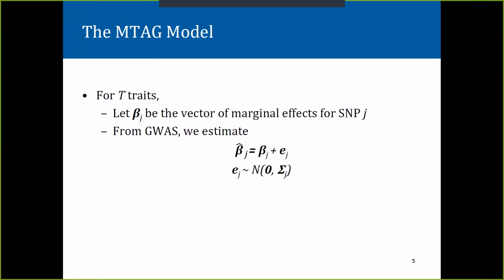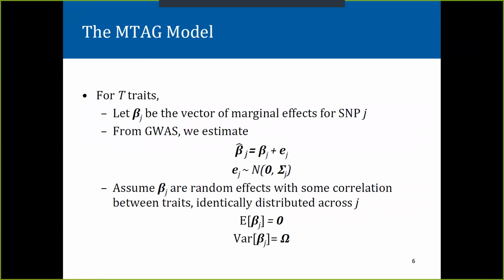But if we have overlapping samples across these different sets of summary statistics, then the off-diagonal elements of sigma are going to be non-zero. And so we're going to be really flexible with our sigma matrix here, and we're going to allow the off-diagonal elements to be non-zero. And this is going to be the element of the model that will allow us to have potential sample overlap.